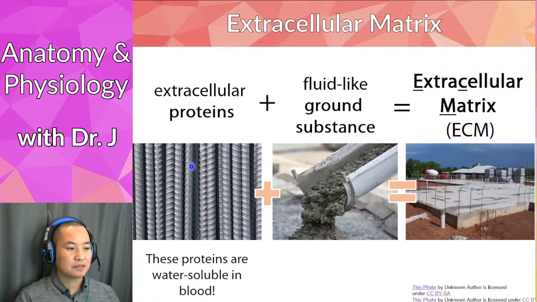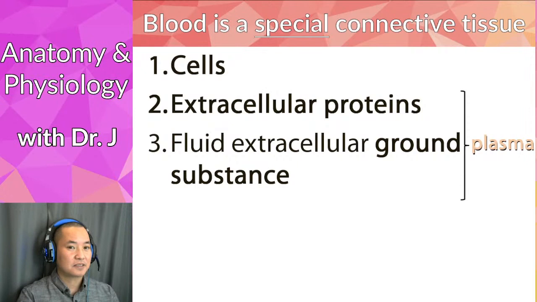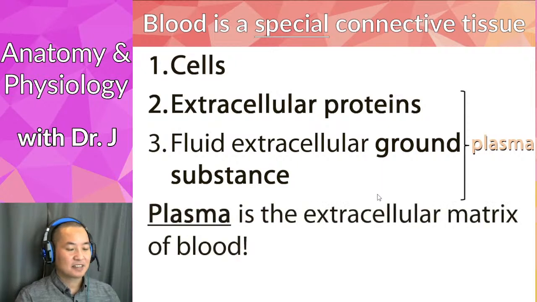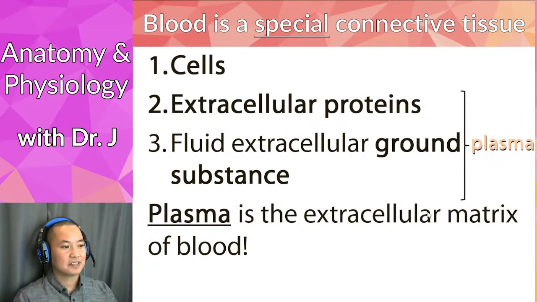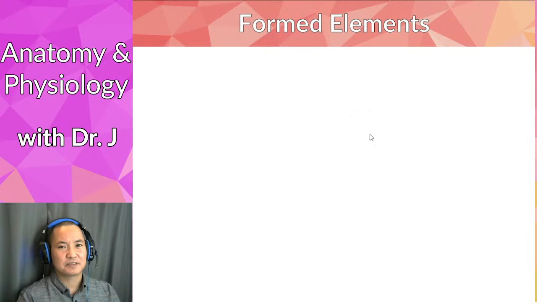This analogy works for typical connective tissues like areolar tissue or dense connective tissues like tendons and ligaments, but for blood it's a little different. So again, in blood, these water soluble extracellular proteins plus the ground substance make up something called plasma. Plasma is the extracellular matrix of blood. Extracellular meaning outside, so everything that isn't the cells is our plasma, at least when we're talking about blood. Now, the cells of blood have the special term formed elements. They're solid, surrounded by membrane, and they're just a fancy name for the cells of blood.